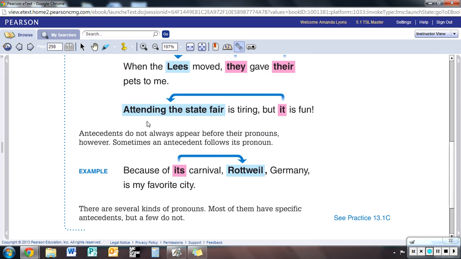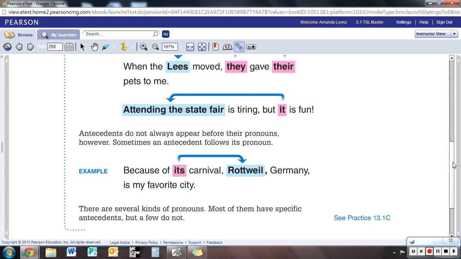The third one, attending the state fair is tiring, but it is fun. It here is your pronoun, highlighted in pink. But what is it referring back to? It's referring back to attending the state fair. So this whole phrase, attending the state fair, is your antecedent.